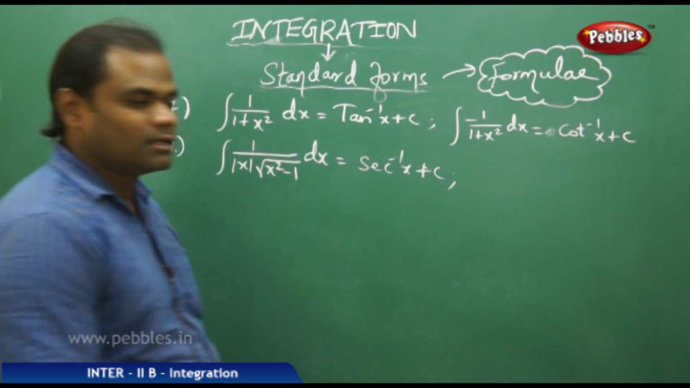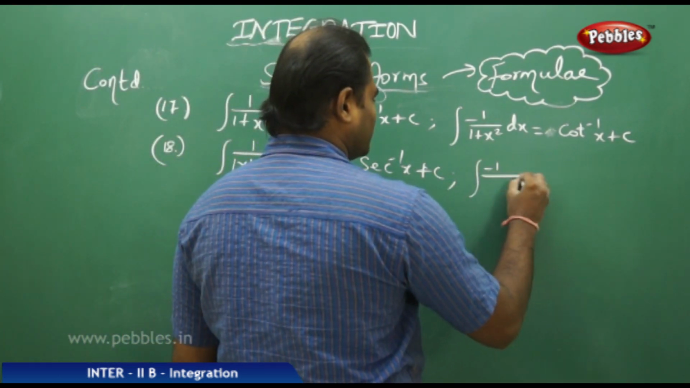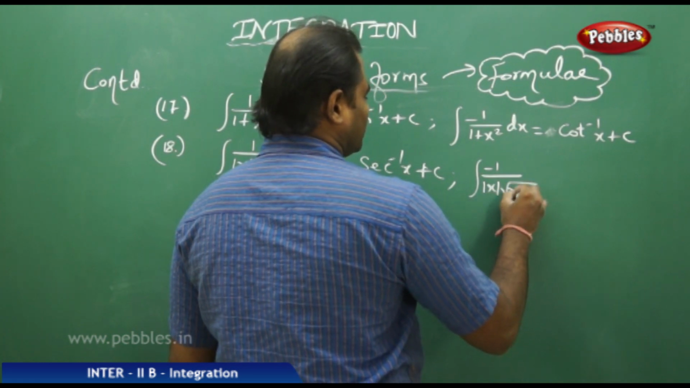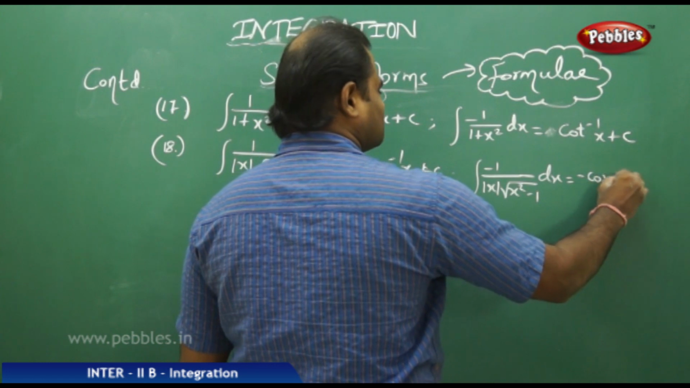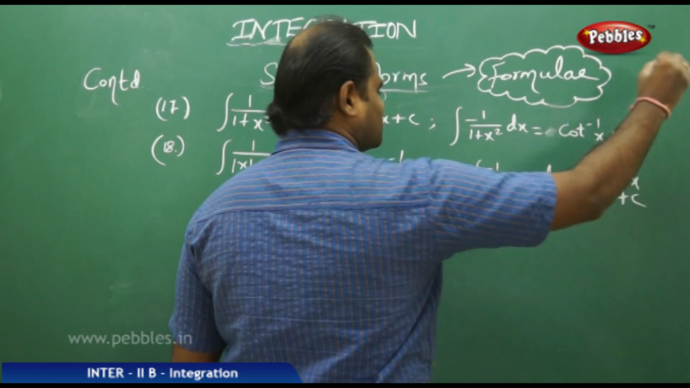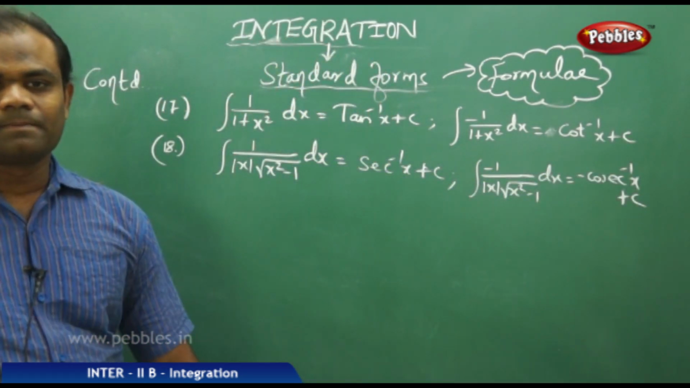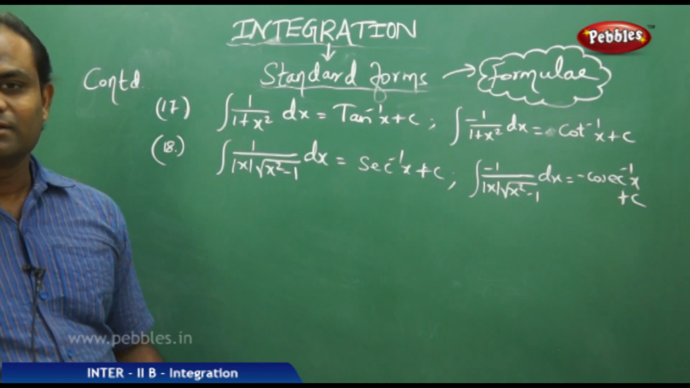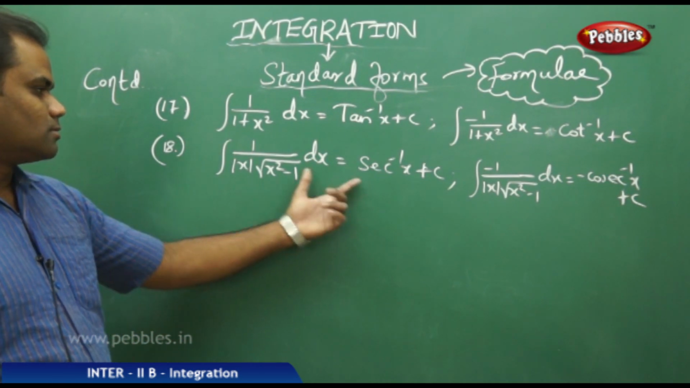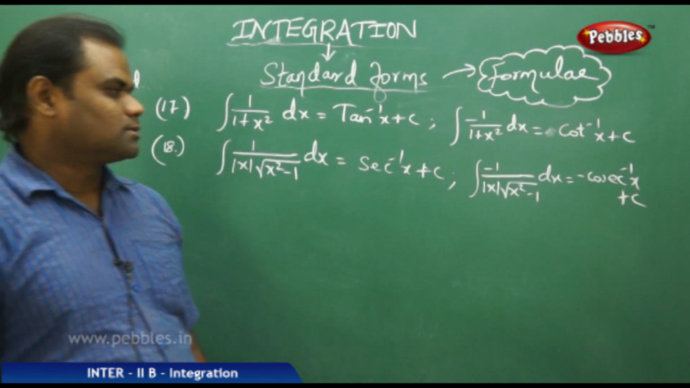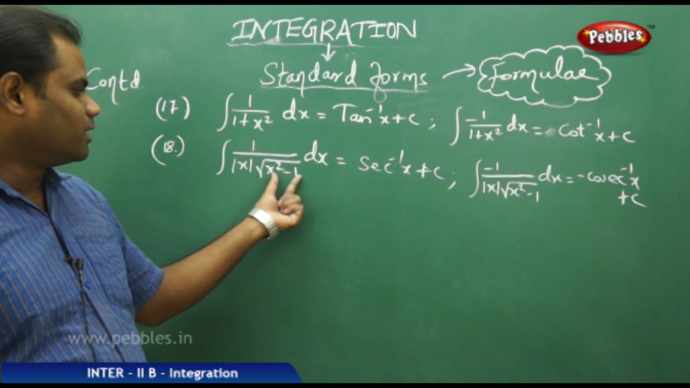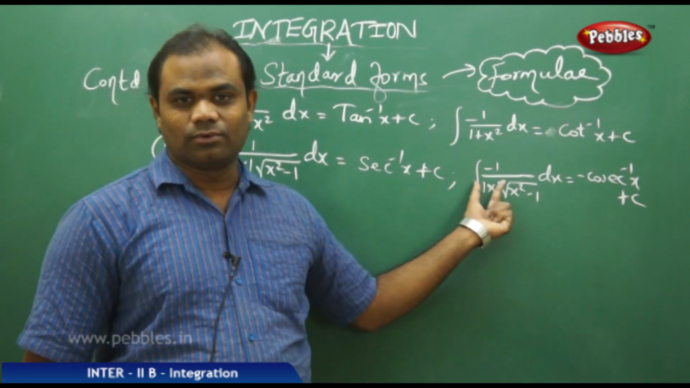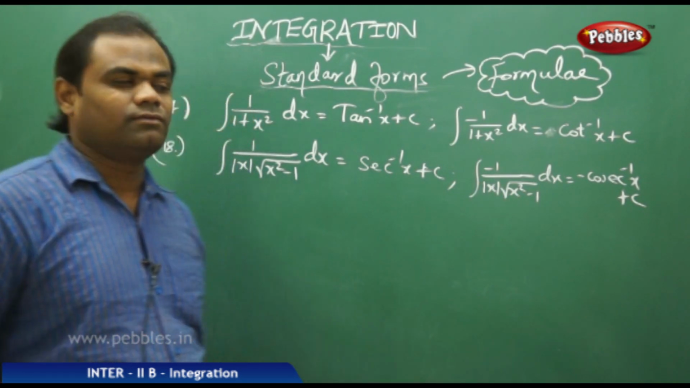And similarly, if I want to find integral of minus 1 by mod x root x squared minus 1, this is minus cosecant inverse x plus c, assuming x is greater than 0. So this is how we get the values, with the domain restricted based on root and mod. Is how we get the formula.